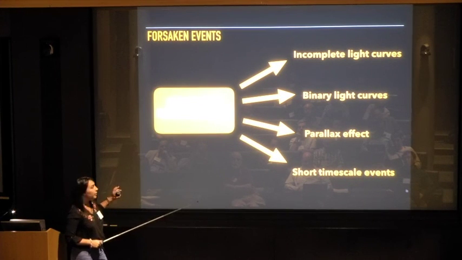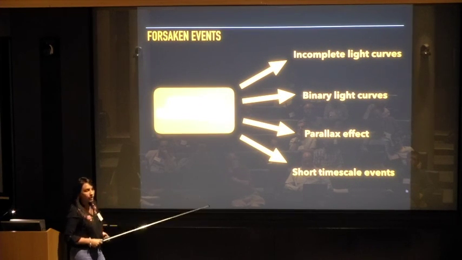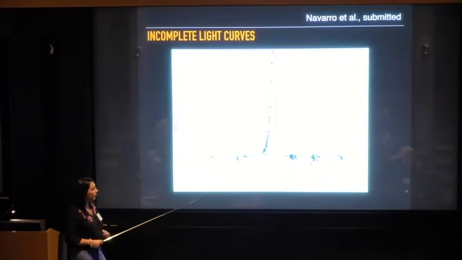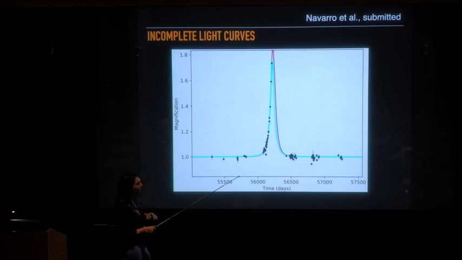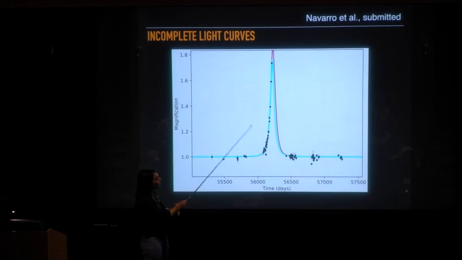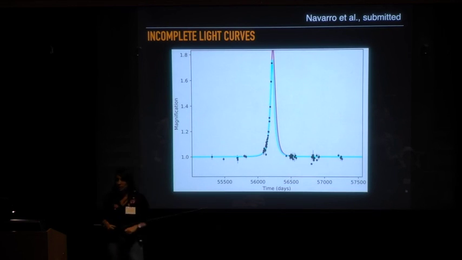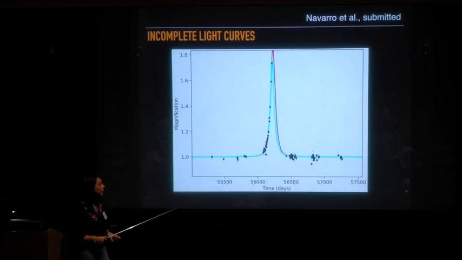Apart from this sample, we found a lot of other objects. For example, we found a lot of incomplete microlensing events that we took out from the sample because, in this case, you can see the first part of the event, but the other part you cannot. You don't have any data, so it's not possible to constrain the time scale, so we left them out.